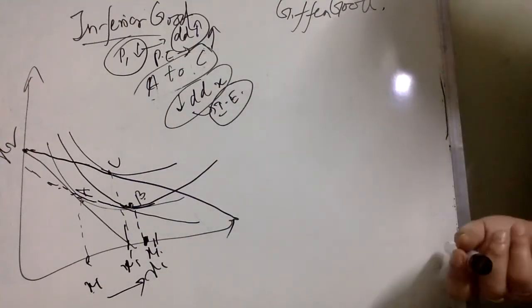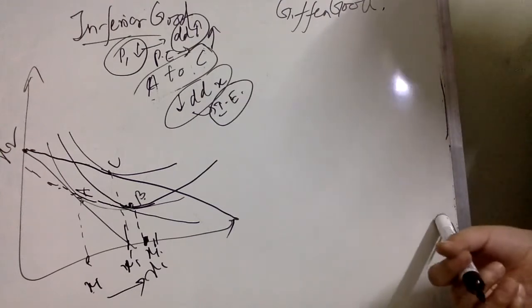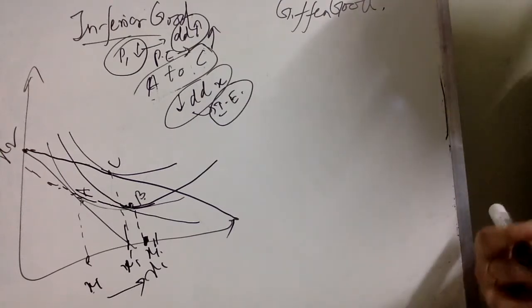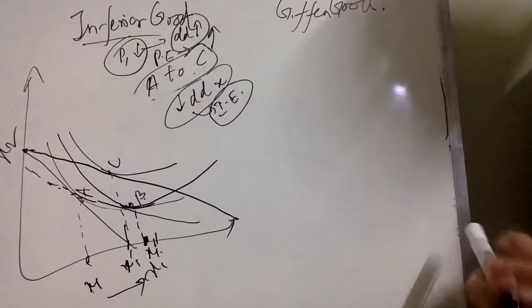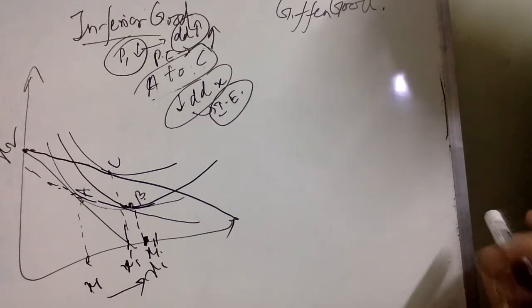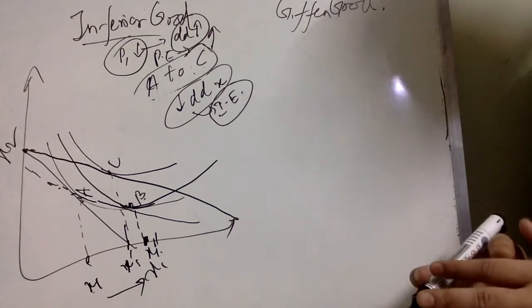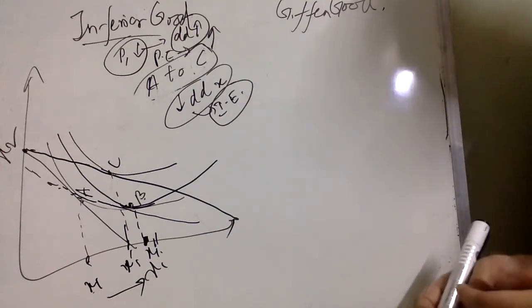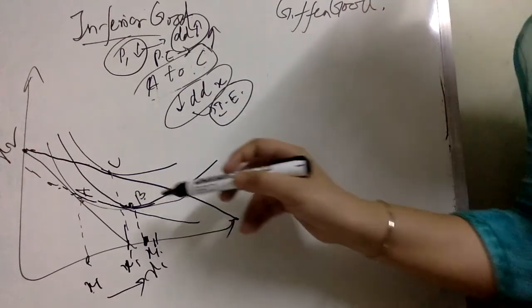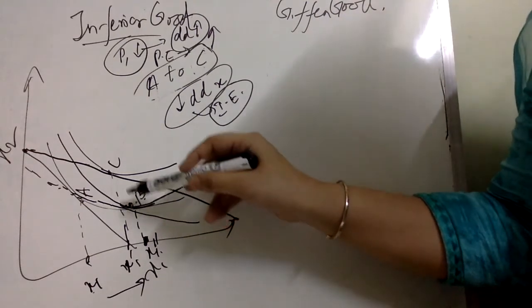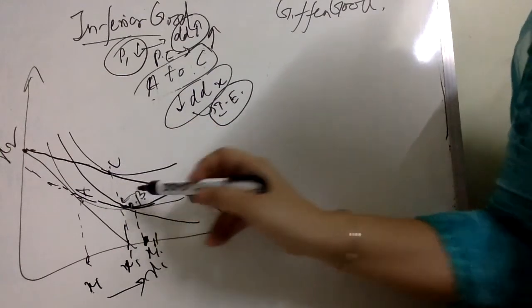Since it's an inferior good, I repeat, the fall in the price of this good has made the real income of the consumer higher, as a result of which this consumer feels that since x1 is an inferior good, the demand for x1 will not rise. The demand due to the income effect will actually fall from point B to point C. Can we say it's in a negative direction?